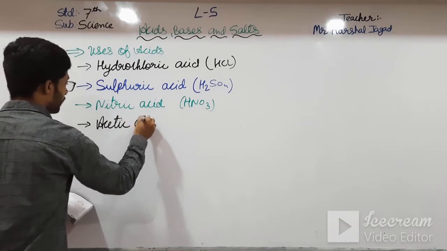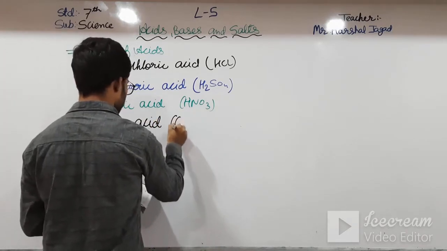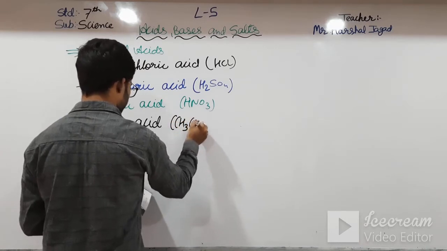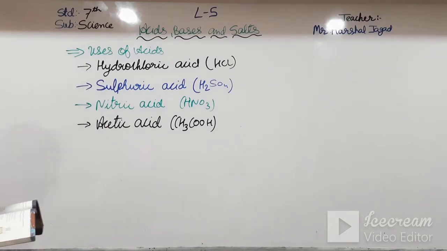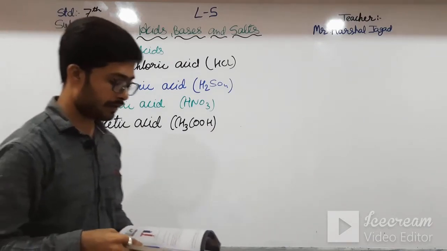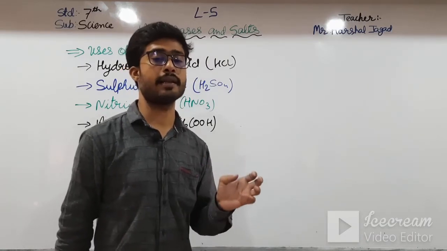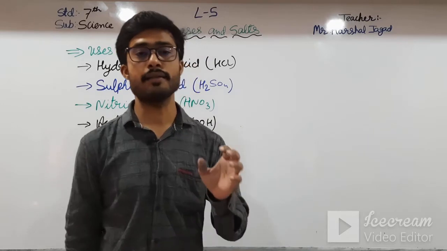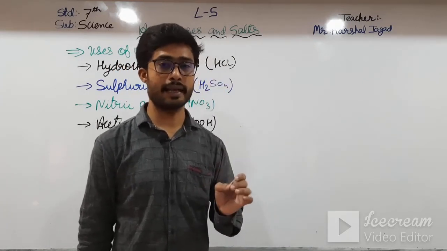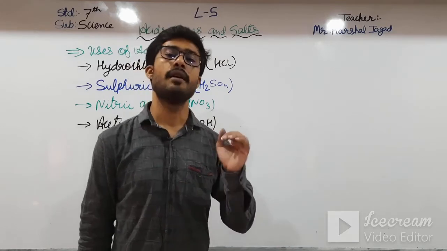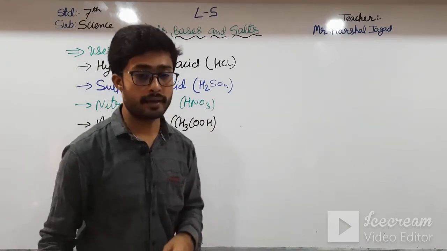Acetic acid, that is CH3COOH. Okay students, see here, acetic acid in the form of vinegar is used for cooking. We all know 2 to 3% of acetic acid in water is known as vinegar. So we use this acid in cooking.